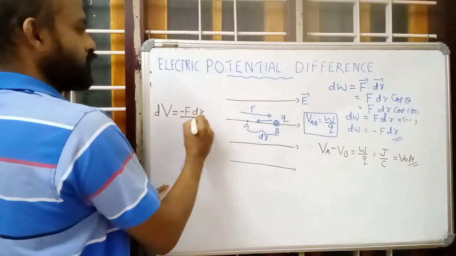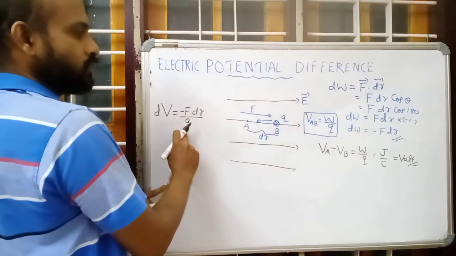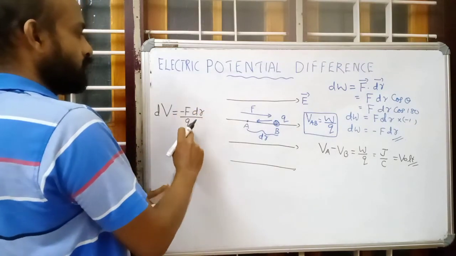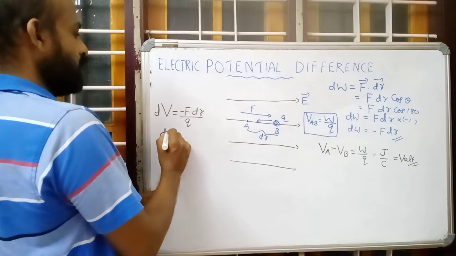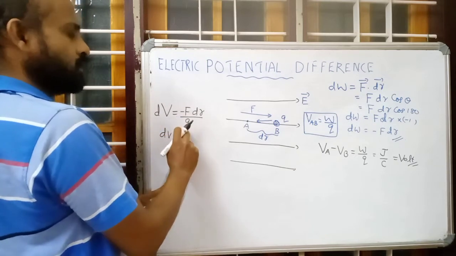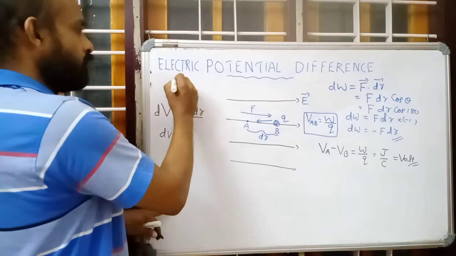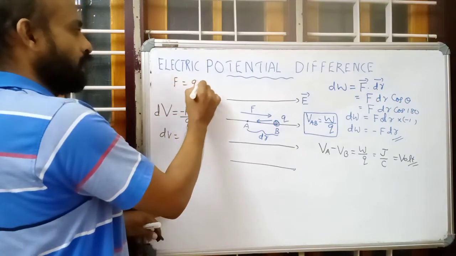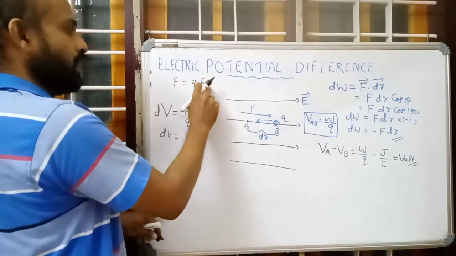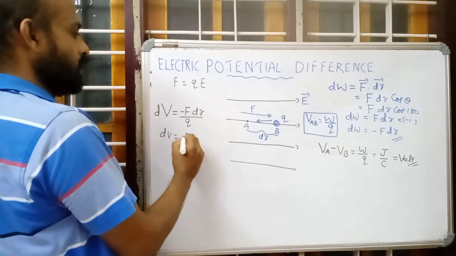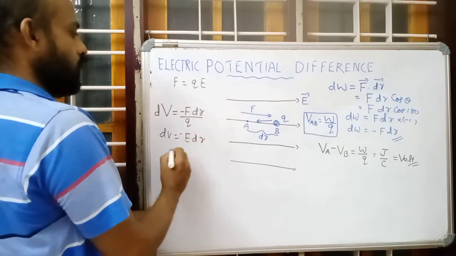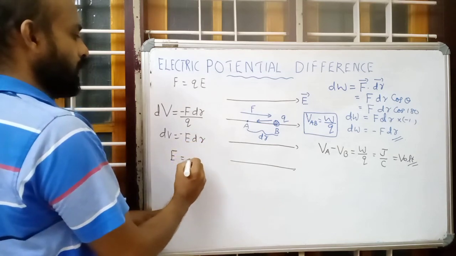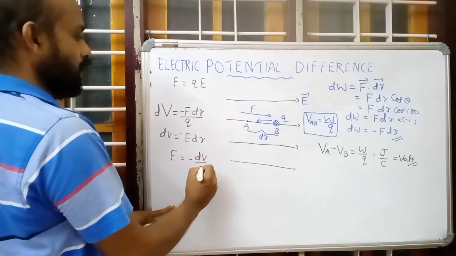Then divide by the charge which we move. Q is the charge which we are moving. So work by charge, what are you getting? dV is equal to, what is force by charge? You have learned in the first chapter that F is equal to Q into E. So what is force by charge? Intensity. So minus E into dr, or we can write E is equal to minus dV by dr.